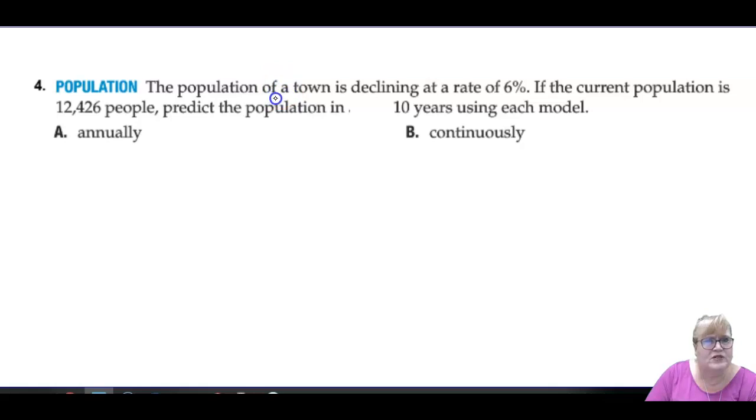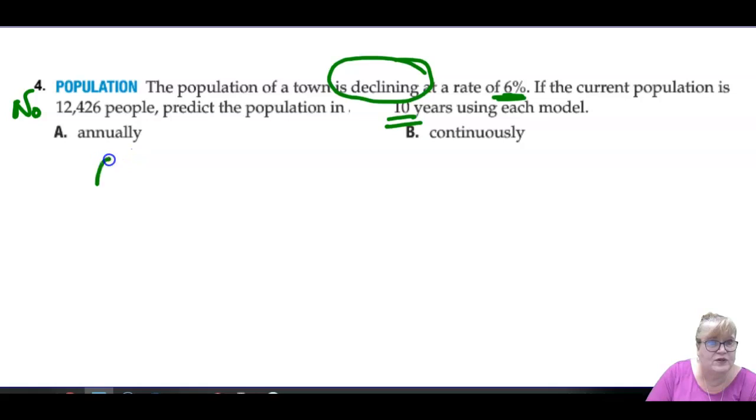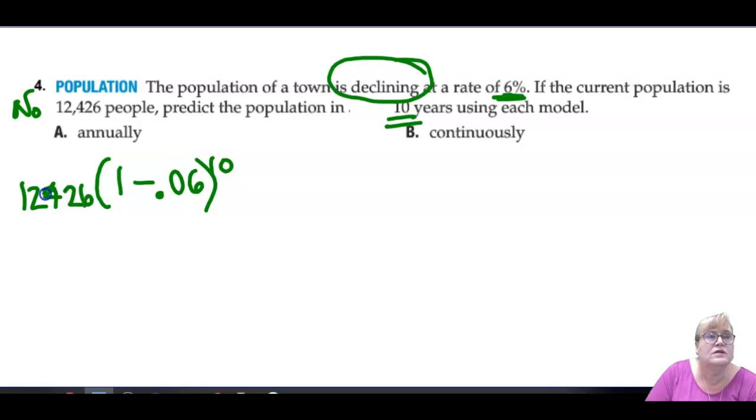All right, one more. Population of a town is declining. Finally, we have one that's declining 6%. If the current population is this, so there's our n sub 0, predict the population in 10 years if we are doing this continuously versus annually, all right? So here we're using 1 minus 0.06 for 10 years, starting with 12,426 people, sorry. And over here, we're going to do 12,426 people, and it's E, didn't need that parenthesis, sorry.